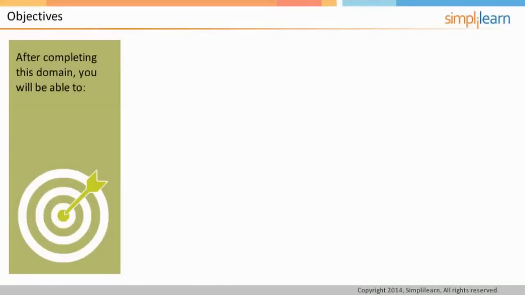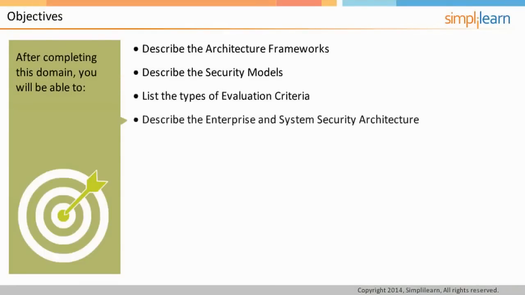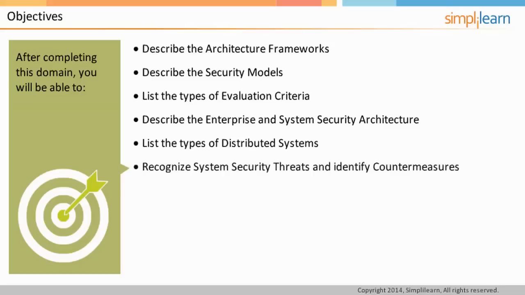After completing this domain, you will be able to describe the architecture frameworks, describe the security models, list the types of evaluation criteria, describe the enterprise and system security architecture, list the types of distributed systems, recognize security threats, and identify countermeasures. In the first topic, we will look at architecture frameworks.